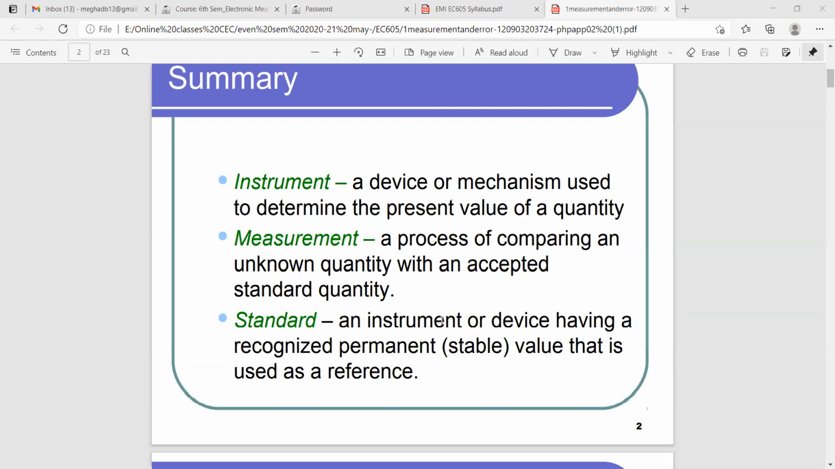Okay, what is standard? An instrument or device having a recognized, permanent, stable value that is used as a reference. This happens in physics also, that we always refer to a standard value. We take a standard thing, and then with respect to that standard value, we try to do the measurement. So it becomes easier. We have a clear idea that the measurement of this quantity can be like this. It may deviate from the standard value, plus minus 10, it can deviate. So if you know the standard value of any particular instrument or device, then it will be easier for you to use it as a reference. Okay, understood this much portion?